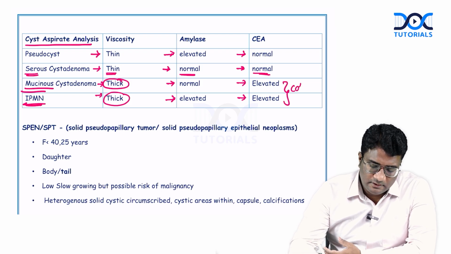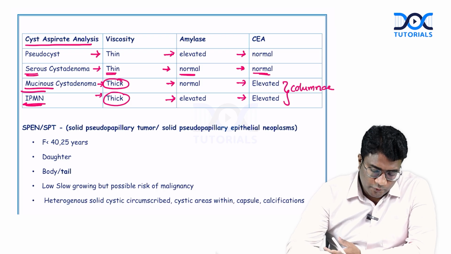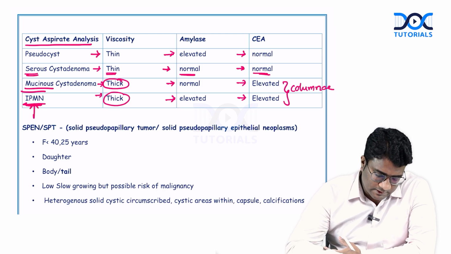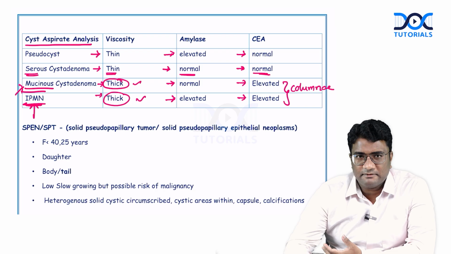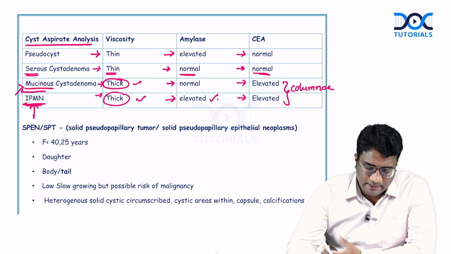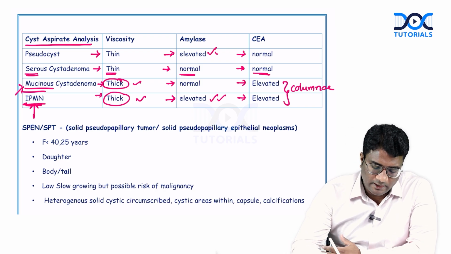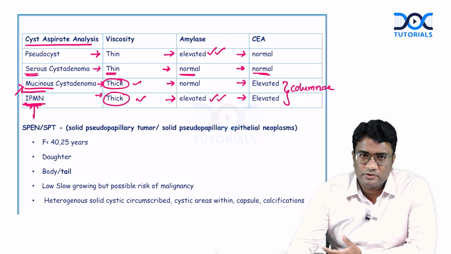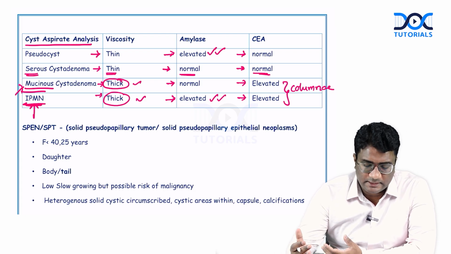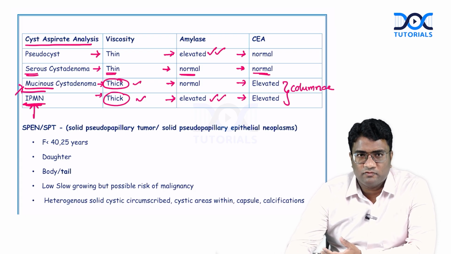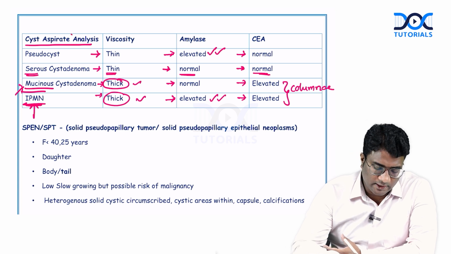Columnar epithelium, the CEA levels are elevated. Mucin, both of them have mucin inside. So, they will be thick viscosity. Where will the amylase levels be elevated? Amylase levels are elevated in case of intraductal papillary mucinous neoplasm and also the one that develops after pancreatitis, that is pseudocyst. So, I hope you can understand based upon the cyst fluid aspirate also, and this you get by endoscopic ultrasound.